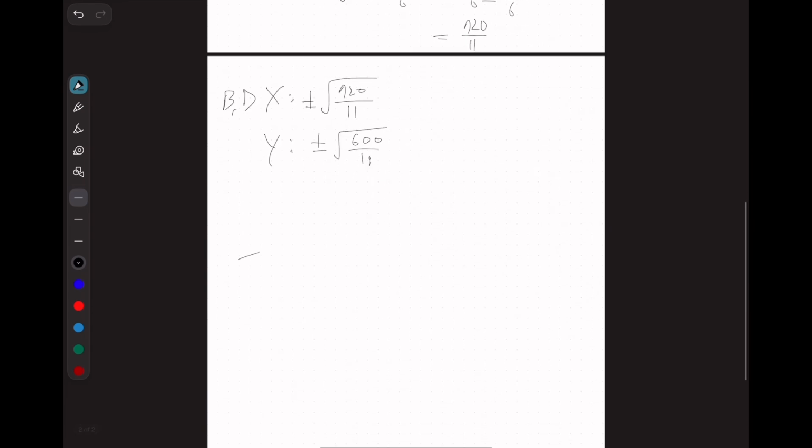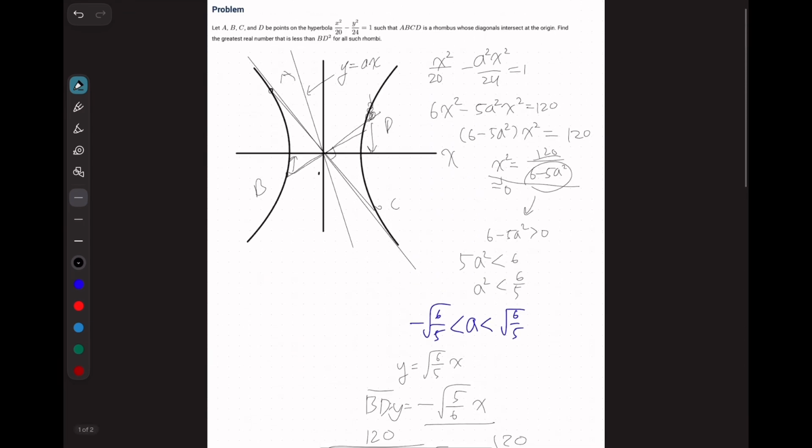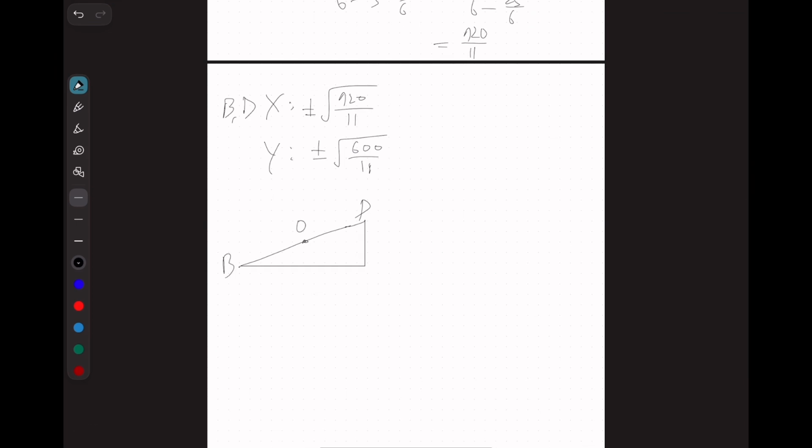Now let's just draw line BD. This point here is the origin, this is D, as in the picture above, and this is B. Now the horizontal length here is 2 times square root of 720 over 11. The vertical length here is 2 times square root of 600 over 11. Therefore, by the Pythagorean theorem, the length of BD should be the whole square root of 4 times 720 over 11 plus 600 over 11.